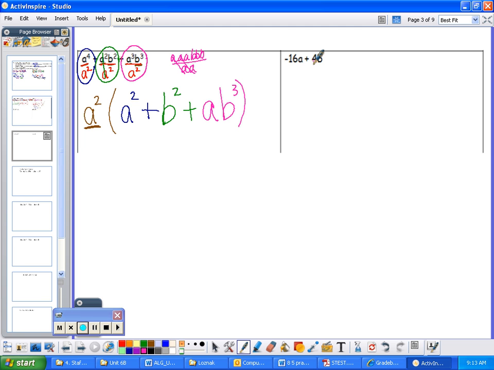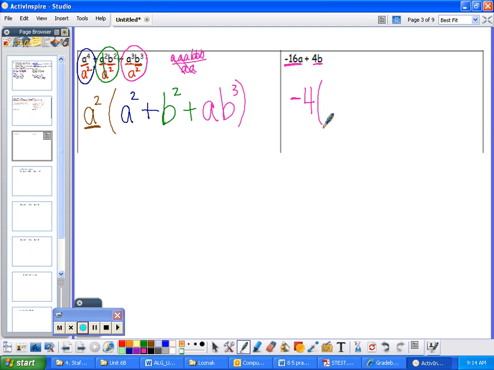I know that because both of these don't have the same variable, I won't be able to pull out any variables. All I can pull out are numbers. Well, I'm going to think in my head. I need to think about the largest number that divides 16 and 4. Let's think about that. 4 divides 4. Does 4 divide 16? It does. So my greatest common factor is 4. But because this is a negative 16, I'm going to put a negative 4.